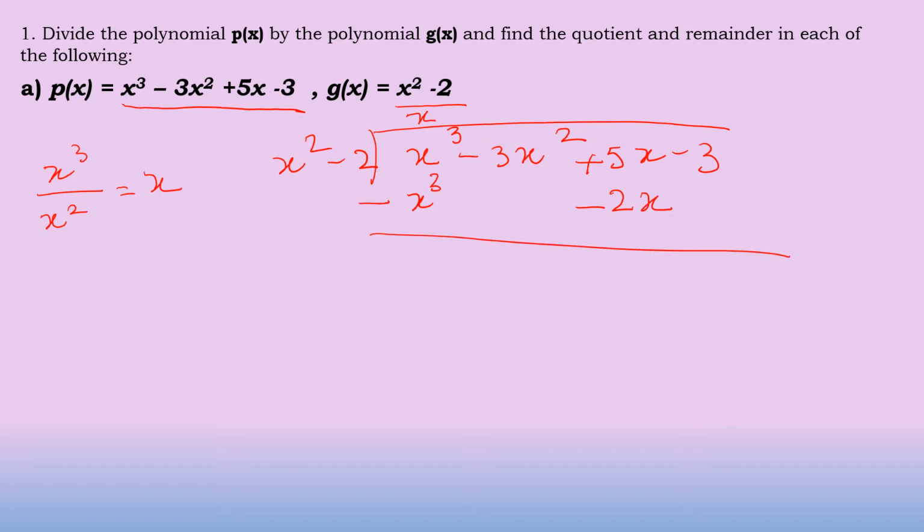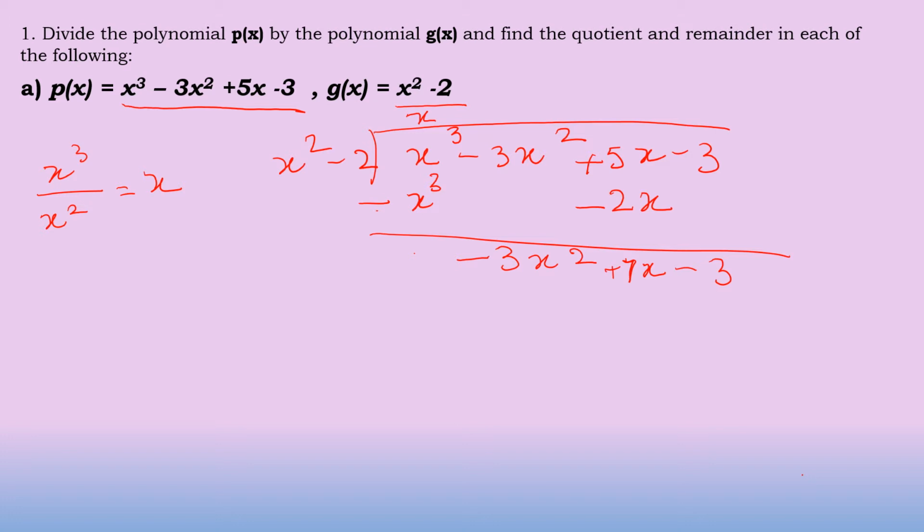So now let's subtract. X cube minus x cube will be 0. You bring down minus 3x square. Then 5x minus minus 2x will be plus 7x. Then bring minus 3 down. So let us see if the remainder has smaller degree than the divisor. No. So we have to continue our division.